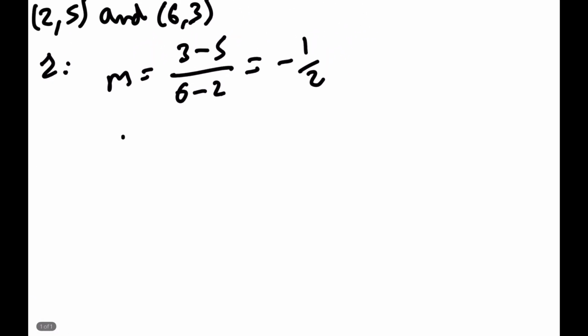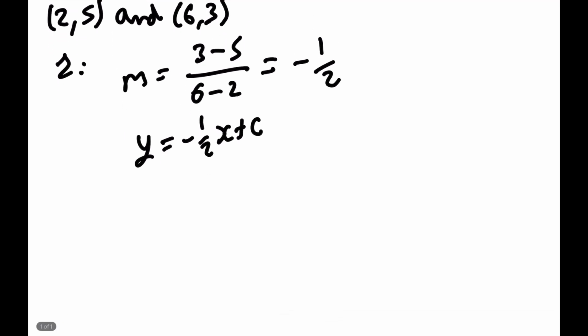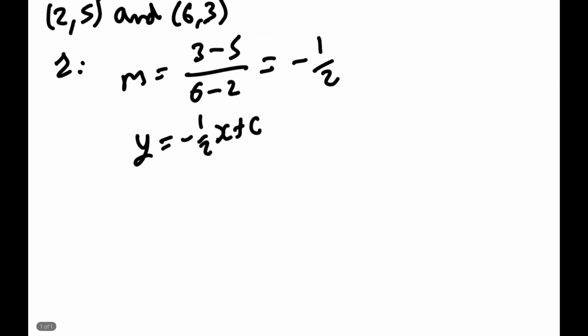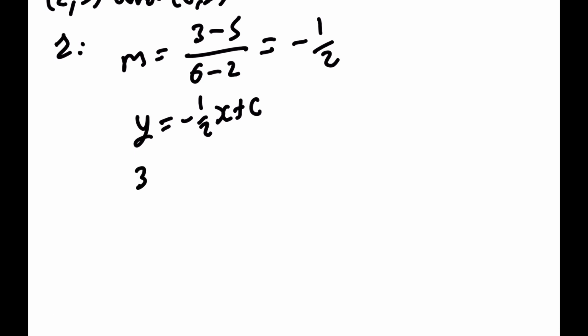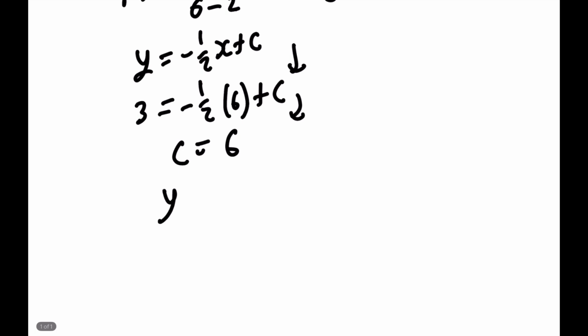And then we substitute into y is equal to minus a half x plus c. We can use either of these two points to substitute into this equation as y and x to find c. So we can do (6, 3). So y equals 3 is equal to minus a half times 6 plus c. Then we rearrange to find c, and we find that c is equal to 6. So the final equation will be y is equal to minus a half x plus 6.